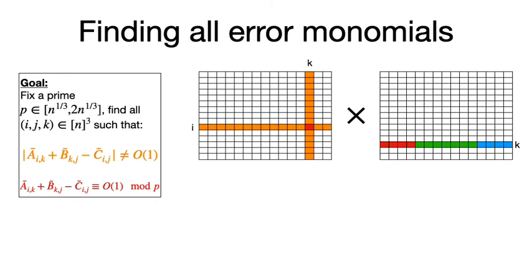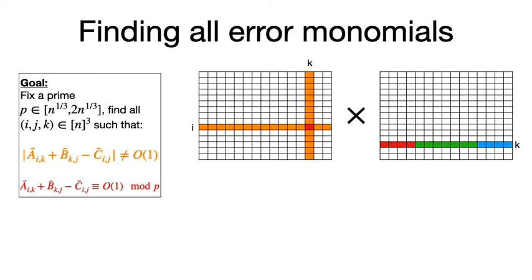So far, we have not used the fact that B is monotone. This property will help us locate all the error terms in the end. After fixing the random prime p, recall our goal is to find all triples such that the difference is not a constant, but it is a constant under modulo p.